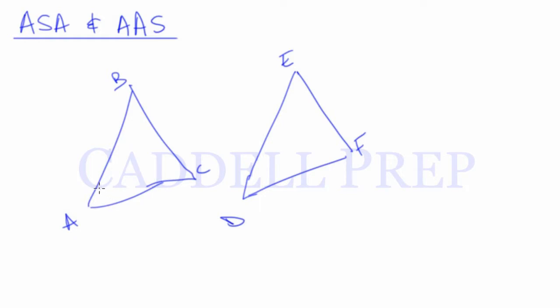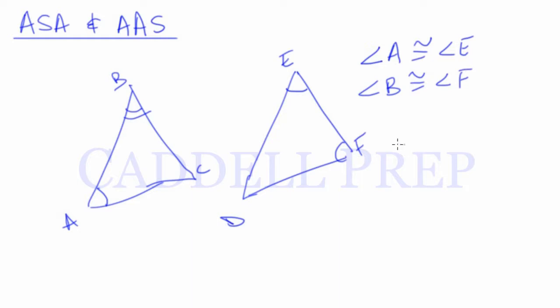So let's say we have that angle A is congruent to angle E. And we're also given that angle B is congruent to angle F. So if we're going to use angle side angle, we need the side that's between the two angles. So here are the two angles. So this side here is between the two angles. And then if we look at this one, we have this side, which is between the two angles.